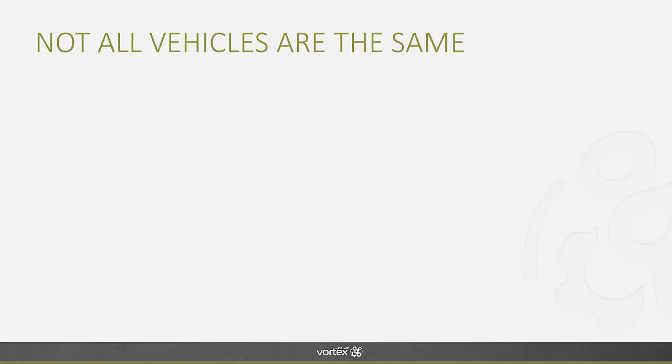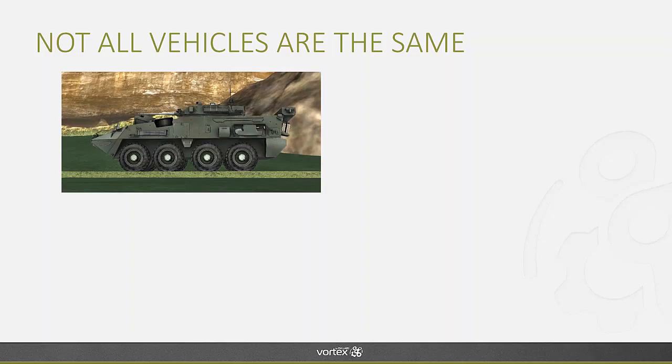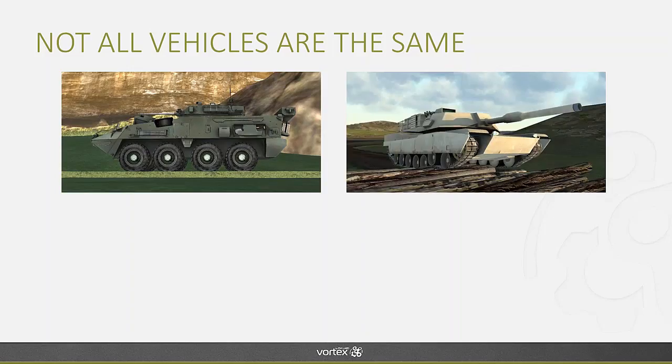Now, not all vehicles are the same, and it's evident if you look at the breadth of vehicles that have been simulated with Vortex. Some of them, such as today's light armored vehicle, are military vehicles with multiple axles and very specific designs. Now, other vehicles will have tracks, such as a tank, and obviously when you want to model that tank, you're going to be needing parameters that are different from the LAV on the left-hand side.